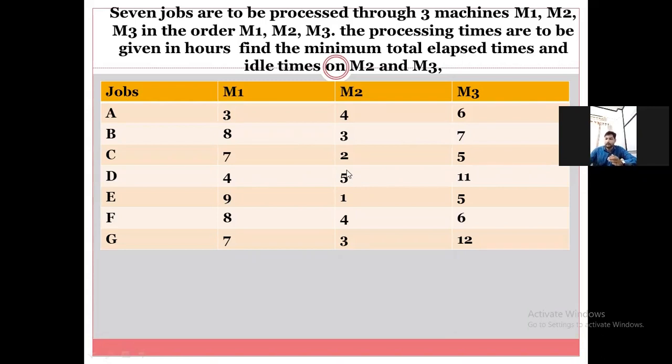Now we can compare. Once we determine the smallest processing time on the M1 and M3 machines and the largest processing time on the M2 machine, we can compare or tally these conditions.